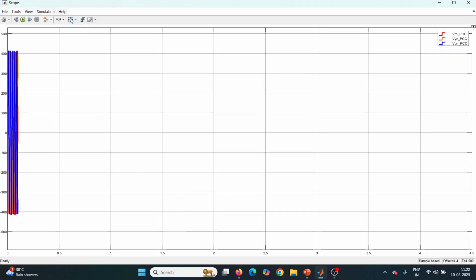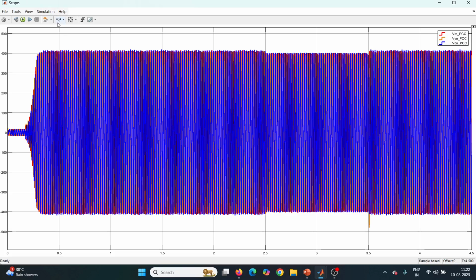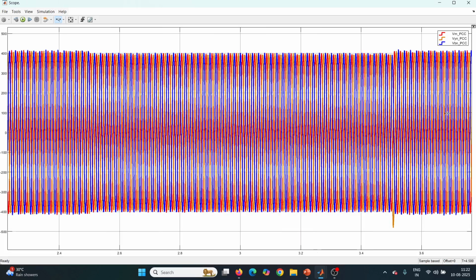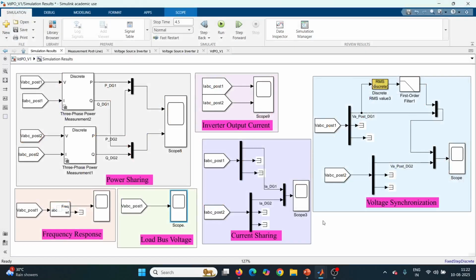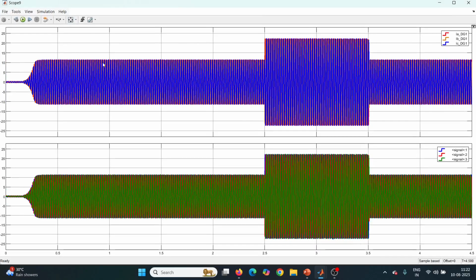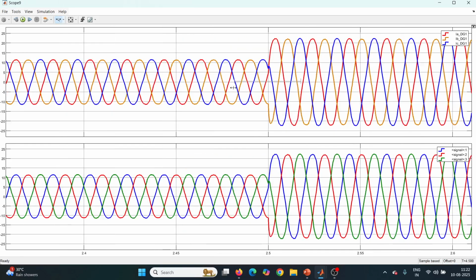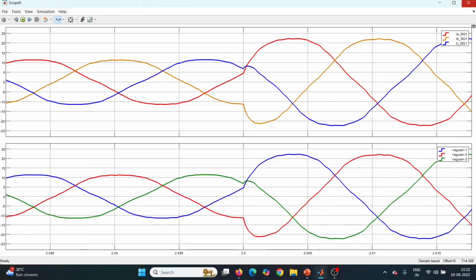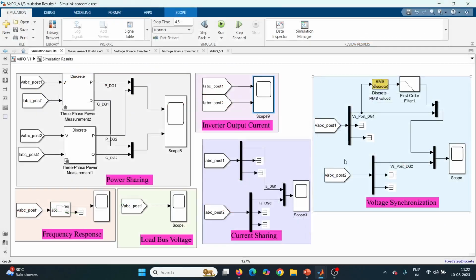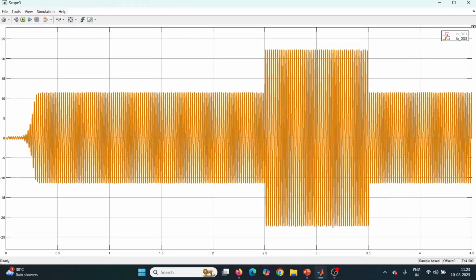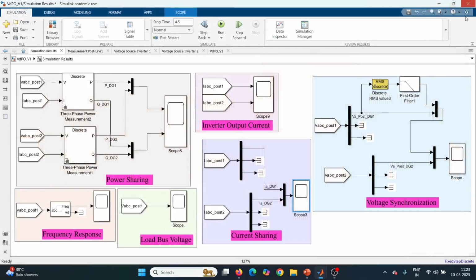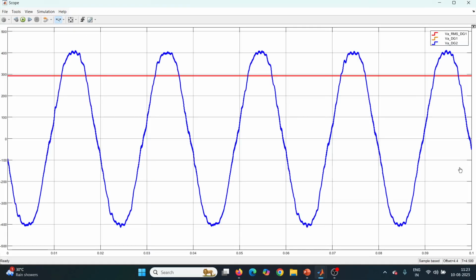And let us see the load bus voltage. This is the load bus voltage, and there is some drop in the magnitude when we have increased load demand. So this is the PCC voltage we have seen. Now the inverter output current: you can see both inverters are sharing power equally, and both increase their power output when the power demand increases. And this is the current sharing. This current sharing also overlaps, because both inverters are sharing power equally.